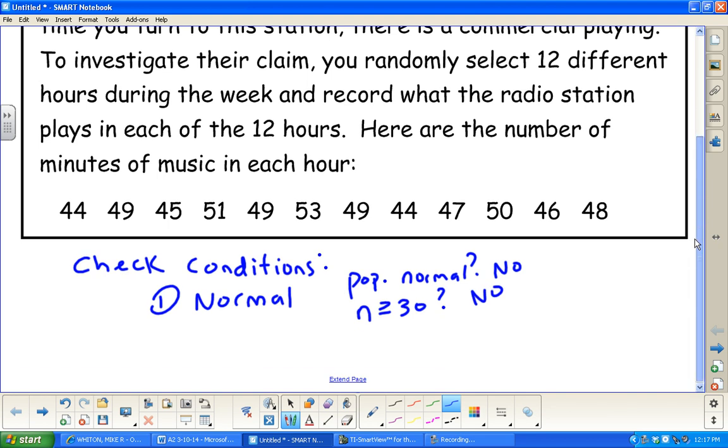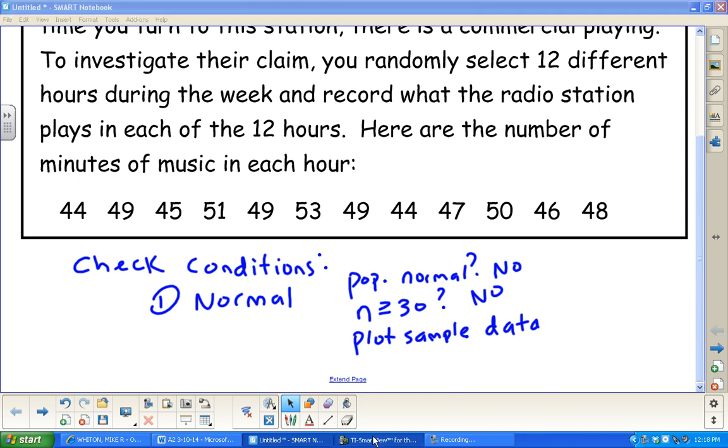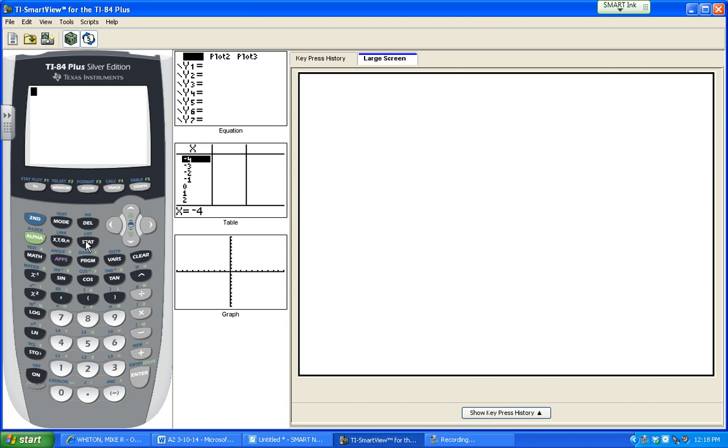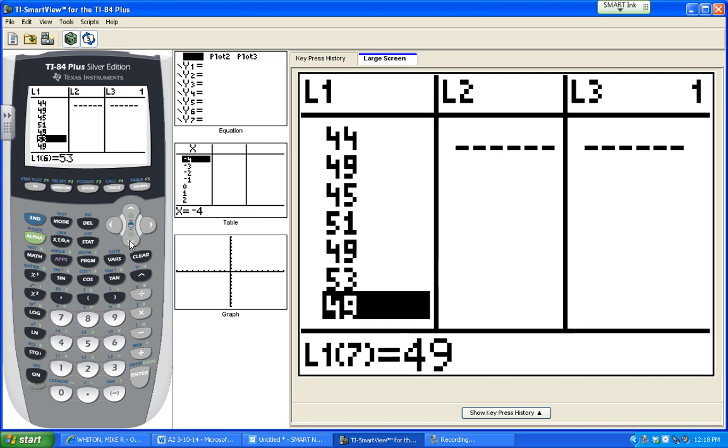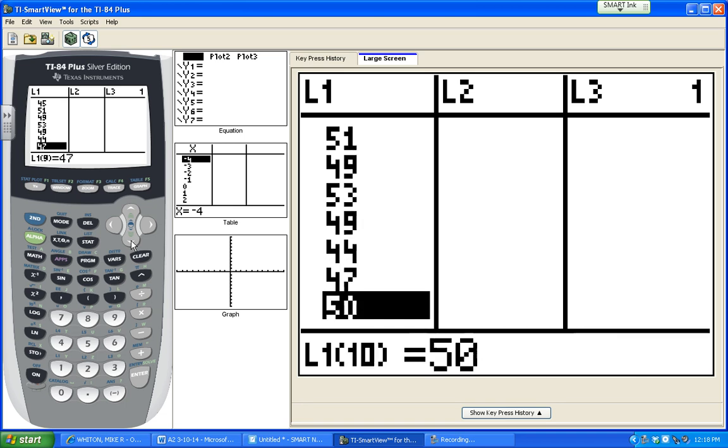So our only other option is to plot our sample data and see if it looks approximately normal. So that's what we're going to have to go with. And remember, the best way to do this is to use the normal probability plot in the calculator. So let's go ahead and enter the data into list 1 and look at that normal probability plot. I already entered the data, so we've got all 12 values in list 1 here, and we're going to use the calculator to come up with that normal probability plot.